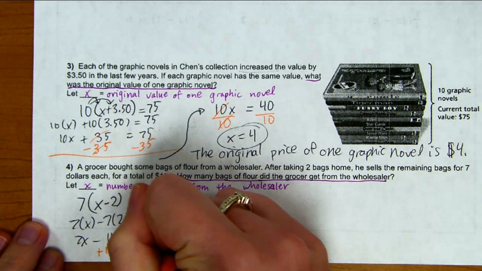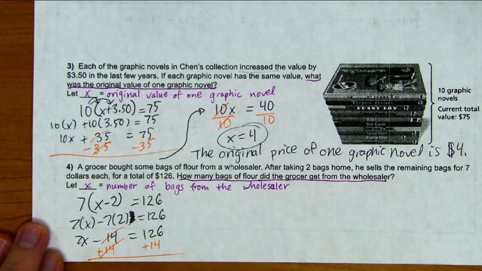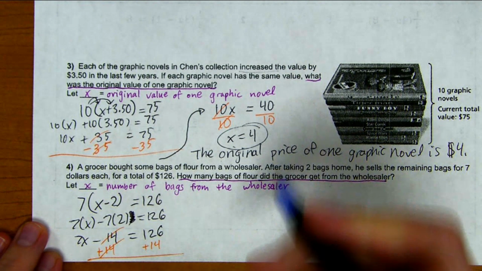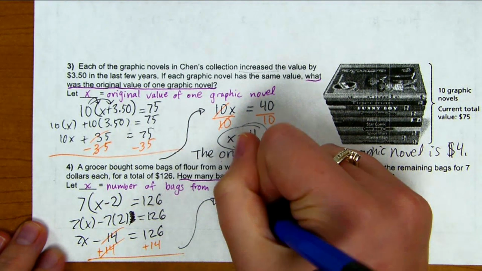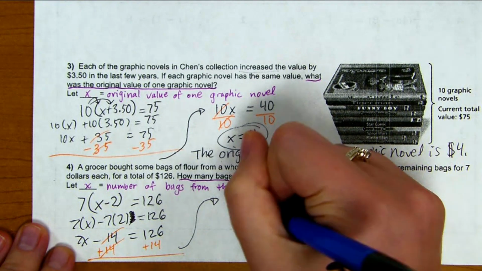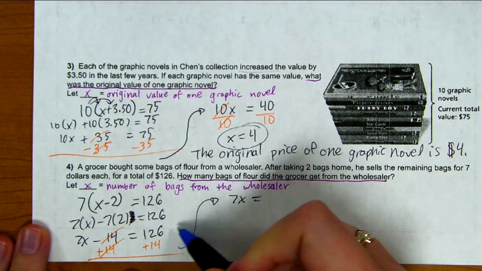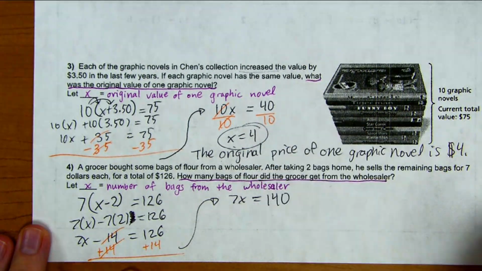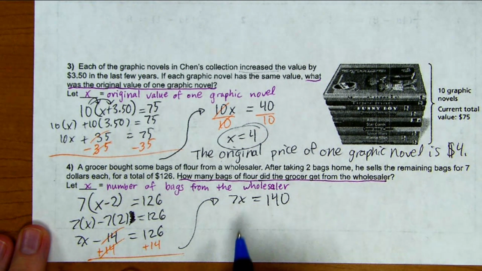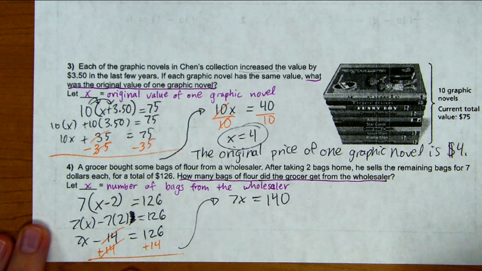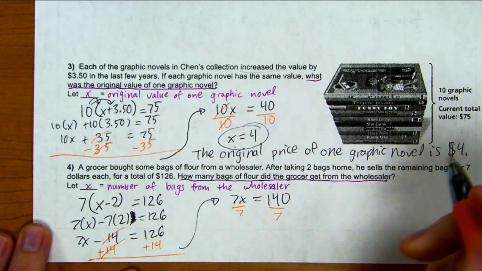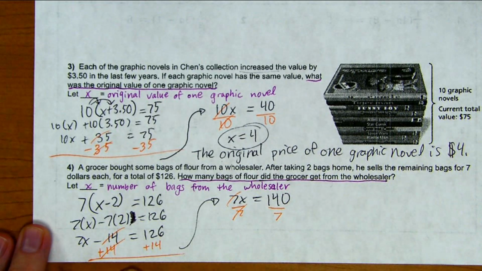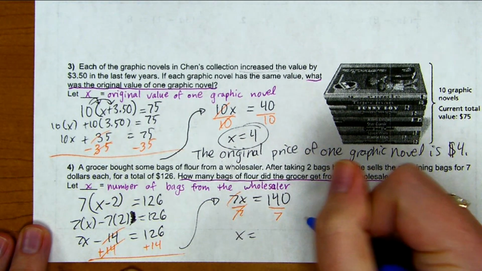Minus 14 and positive 14 will cancel out. So over here, we will still have 7x on the left side of the equation. On the right side of the equation, 126 plus 14 will give us 140. Now, because the 7 and the x are being multiplied together, we can cancel that out by dividing both sides by 7. So we will be left with x equals 20.